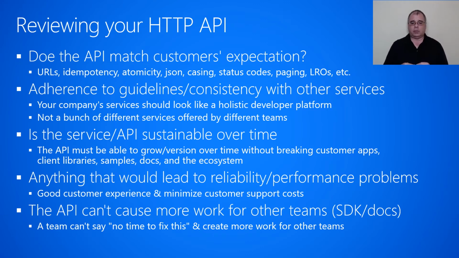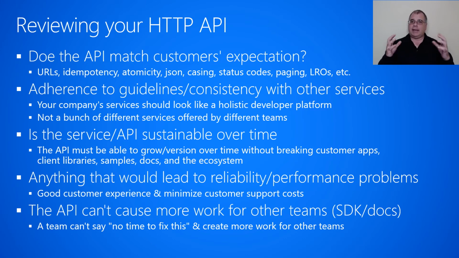Anything that would lead to reliability or performance problems is something that is also looked at when your API is being reviewed. We want to make sure that the customer has a great experience when using your service, and we want to minimize customer support costs. So we like customers to be able to fix things that they discover on their own without having to get your company's customer support team involved. And finally, an API can't cause more work for other teams.